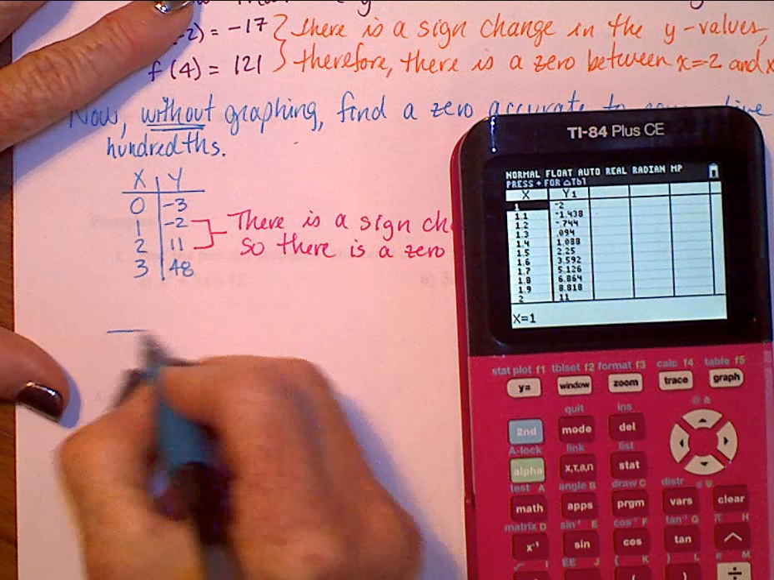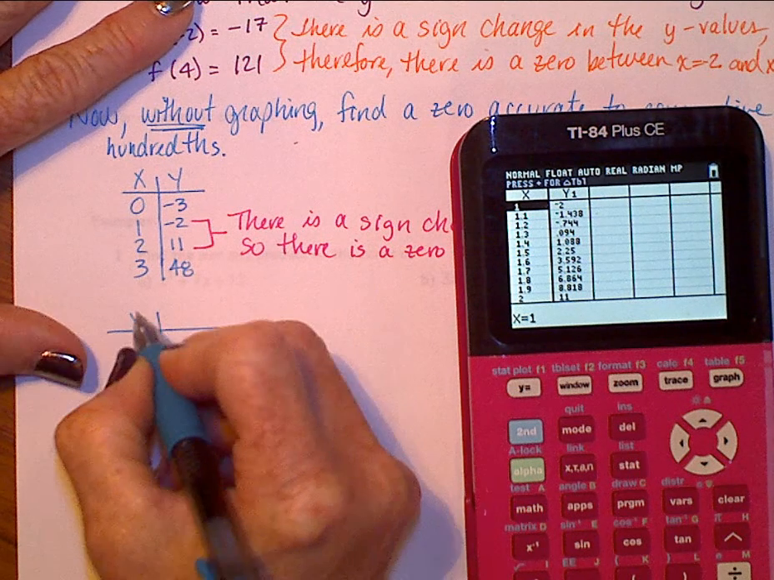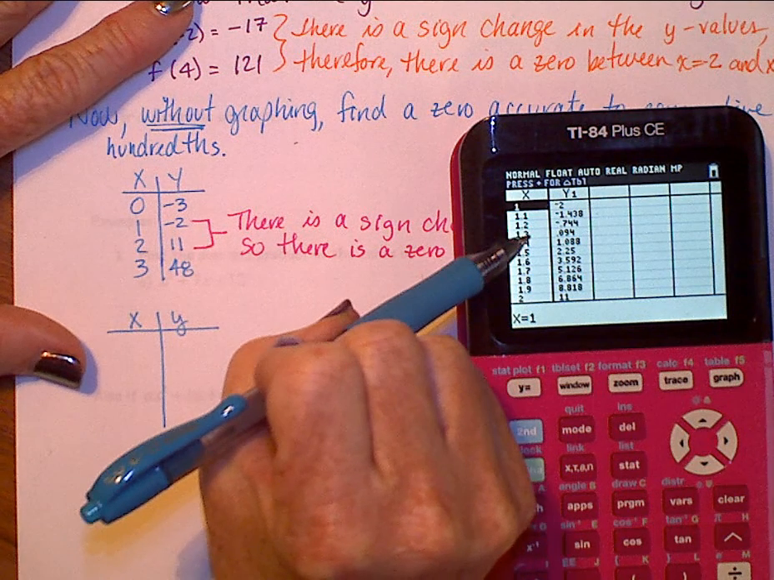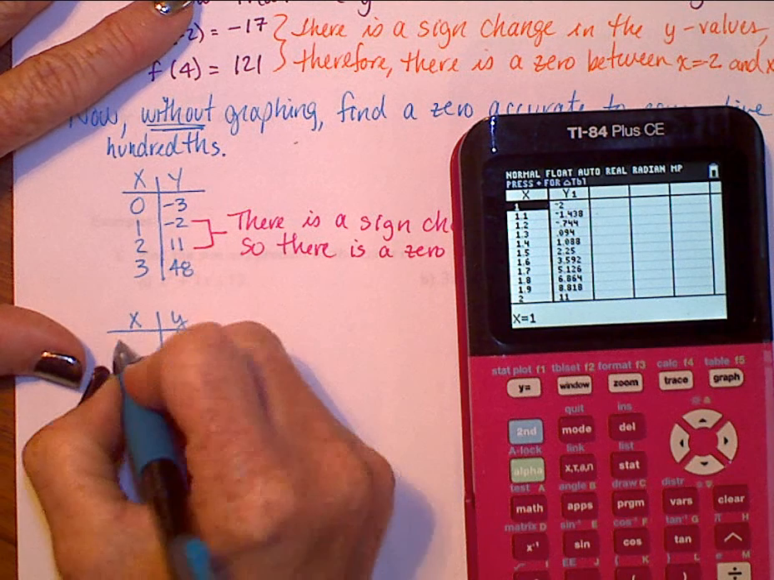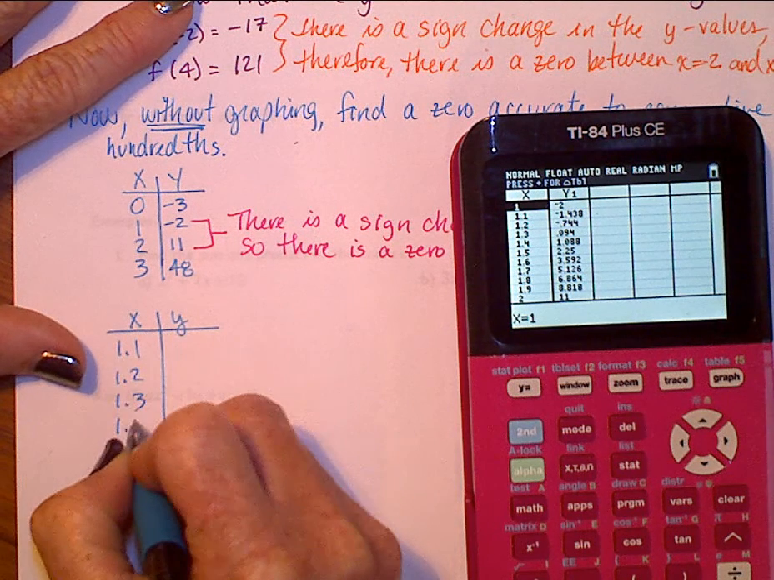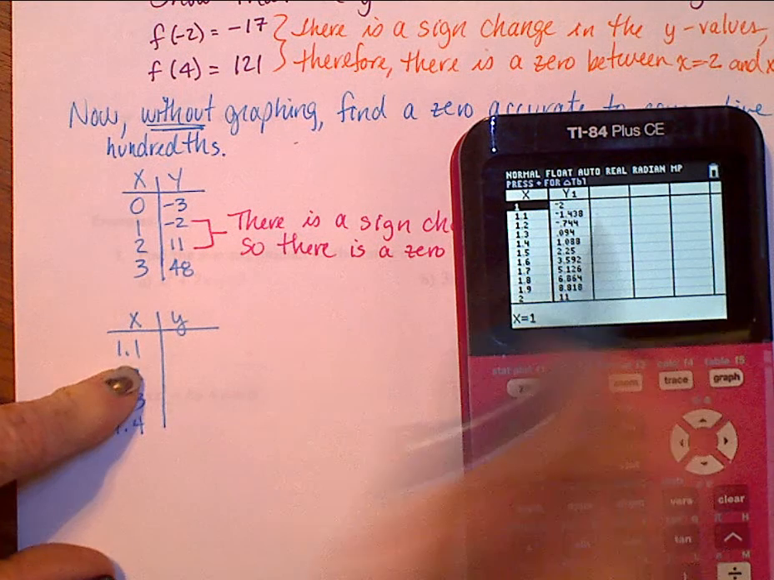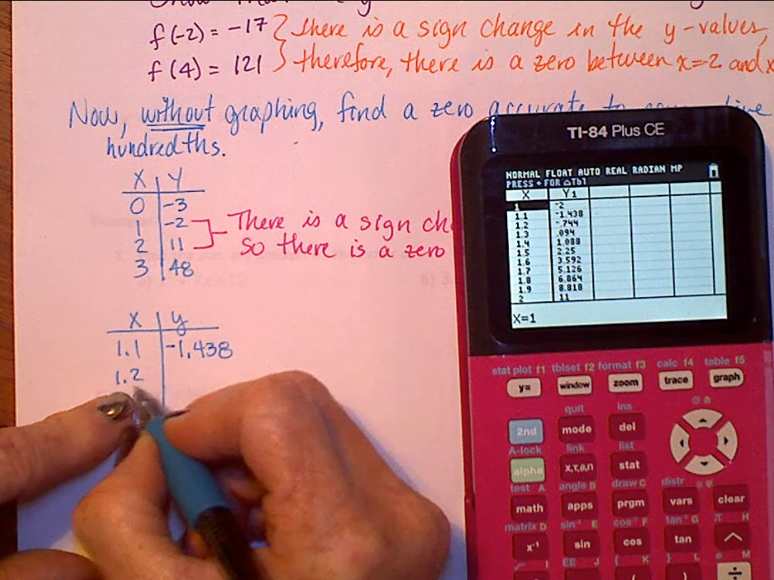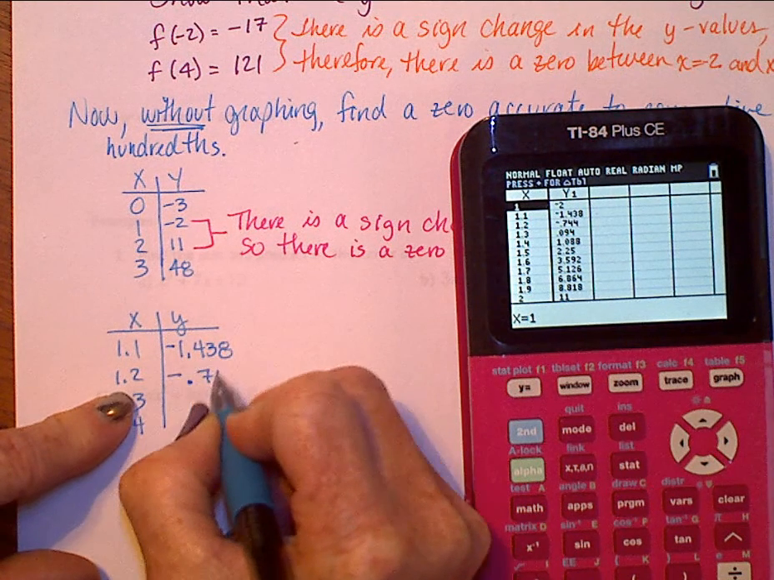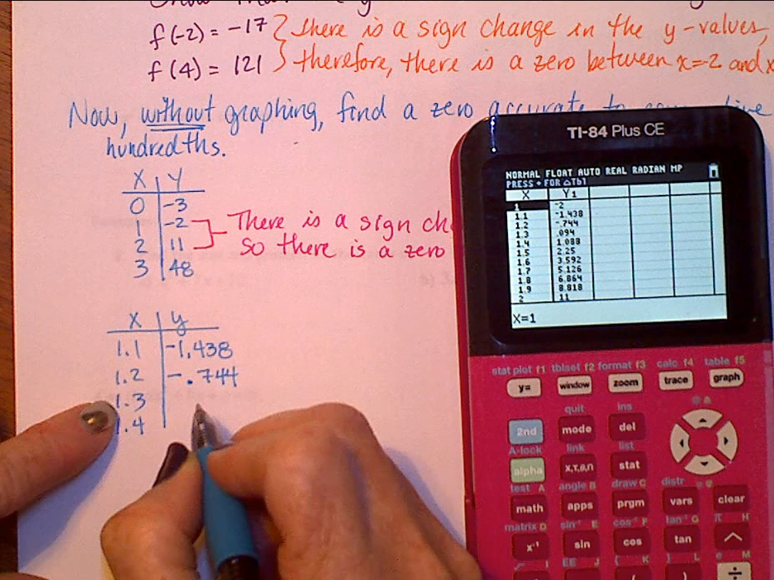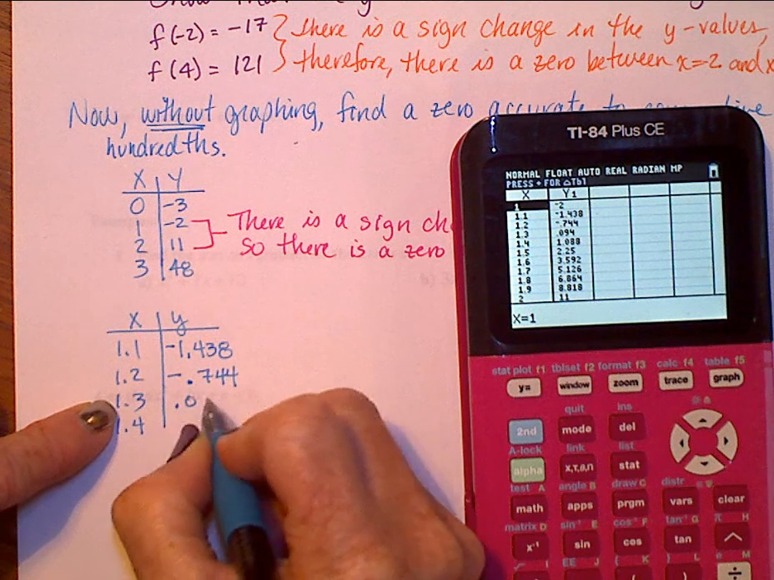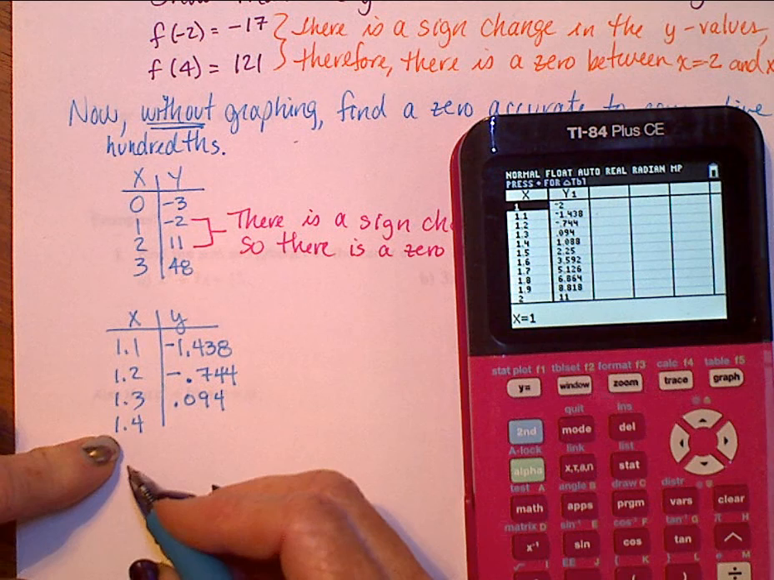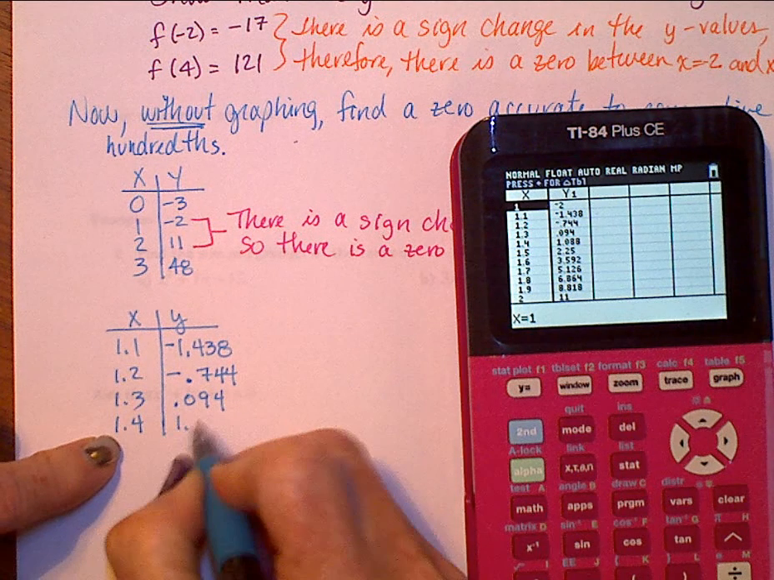So we're going to copy a portion of that table, just one up from the sign change and one down from the sign change. So we need to be at 1.1, 1.2, 1.3, 1.4. At x is 1.1, our y value is -1.438. At x is 1.2, our y value is -0.744. At x is 1.3, our y value is 0.094, and at x is 1.4, the y value is 1.088.